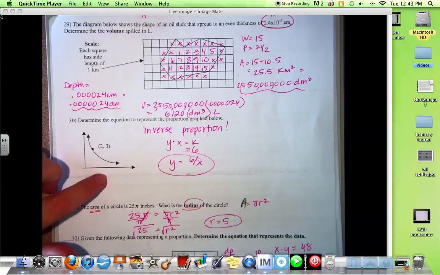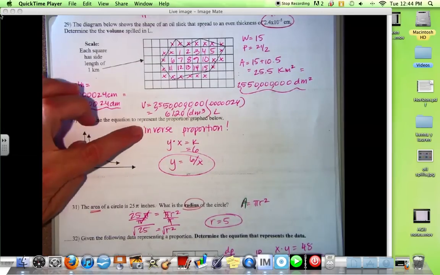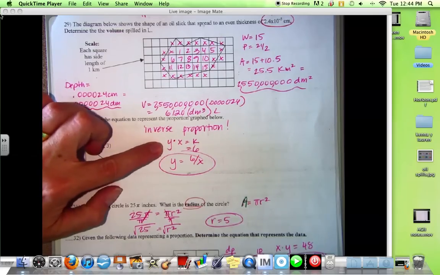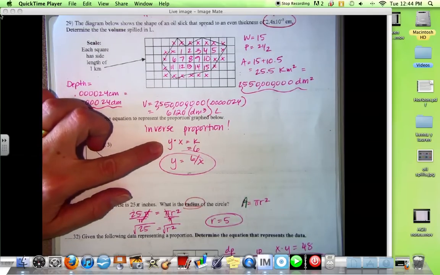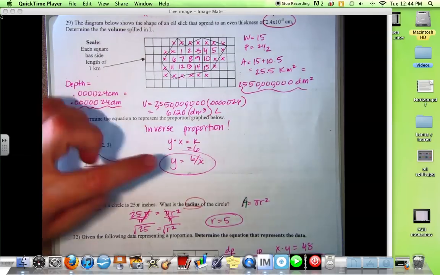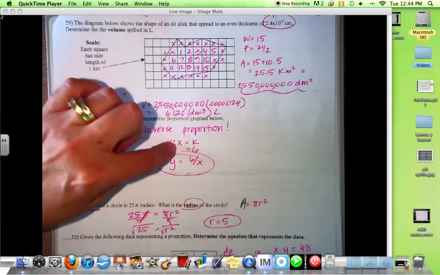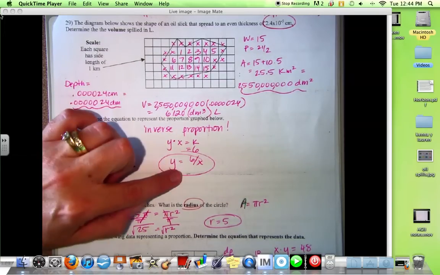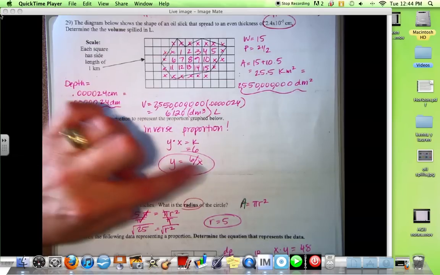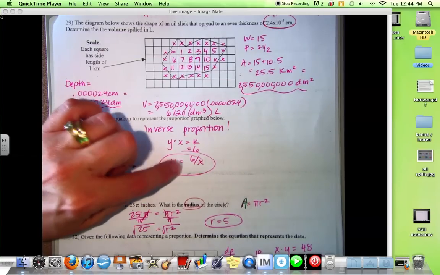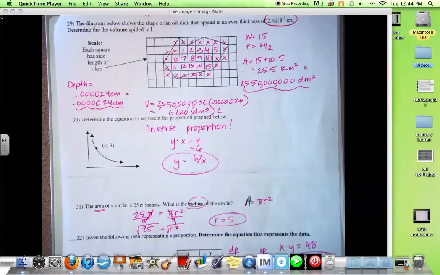By looking at the graph, you should know that it's an inverse proportion. Inverse proportions have the equation y times x equals k. So y is 3, x is 2, so y times x equals 6. To get y by itself, divide both sides by x. So your equation is y equals 6 divided by x.